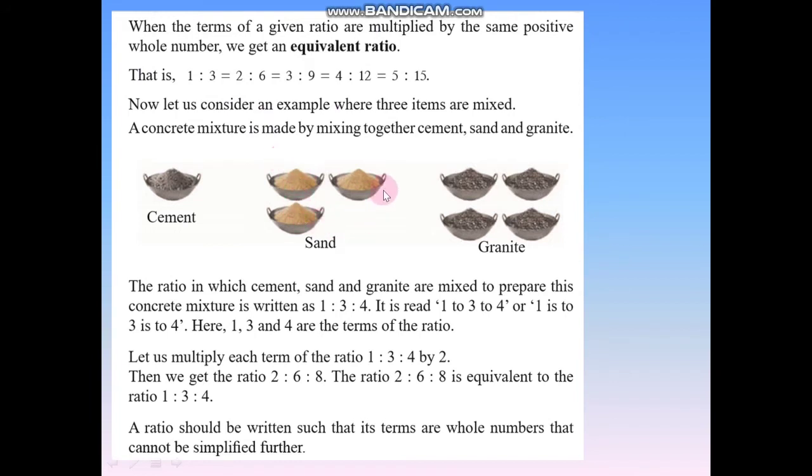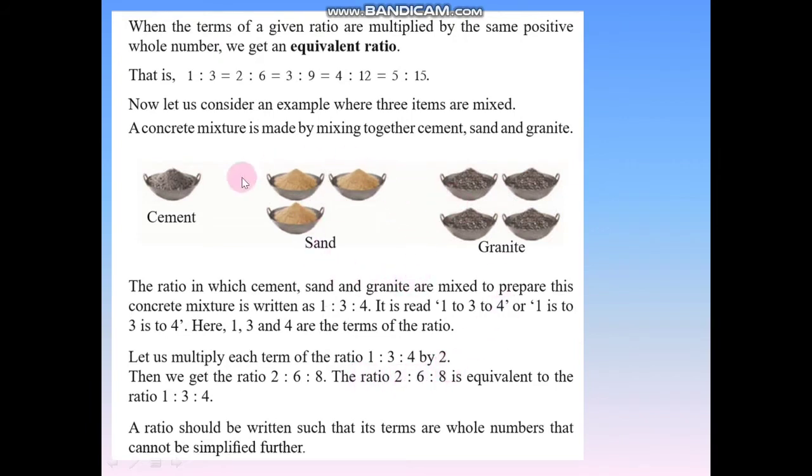Now we are going to form a ratio between 3 elements. Up to this point we have discussed 2 elements. Now we are going to discuss 3 elements. To make a concrete mixture, we have to add 1 part of cement, 3 parts of sand and 4 parts of granite. Now how are we going to express this as a ratio? We can say 1:3:4.